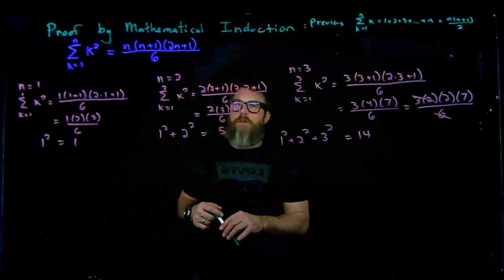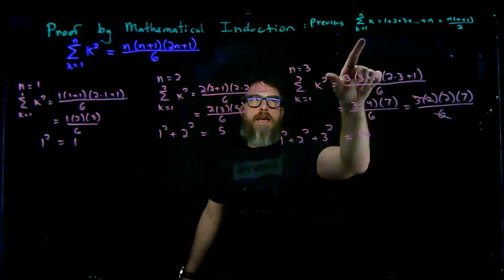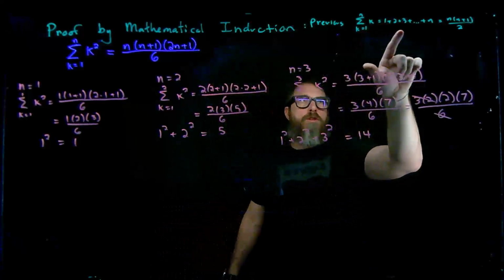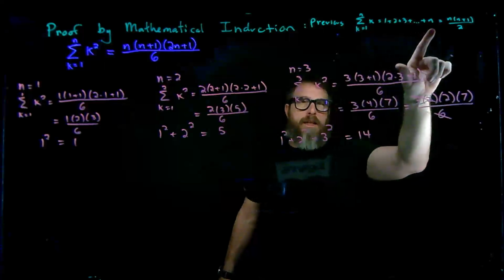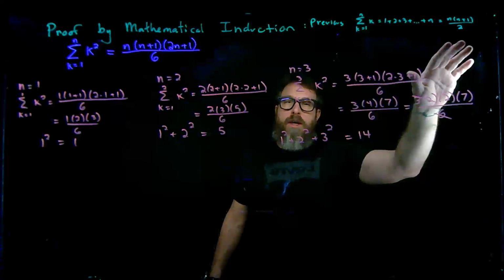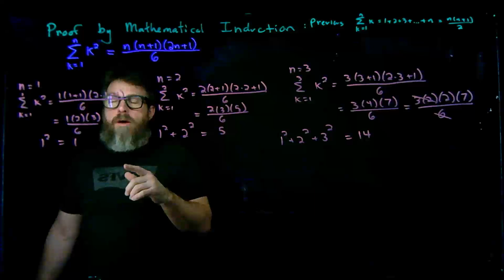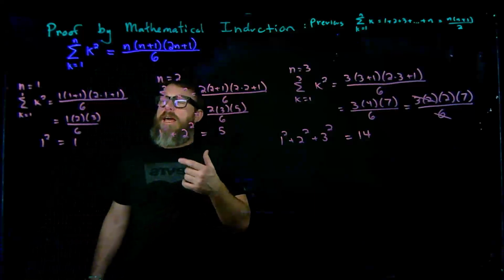I'm going to do another proof by induction. My previous proof by induction was the sum of the first n integers. So if I have 1 plus 2 plus 3 all the way up to n, the formula for this is going to be n times n plus 1 divided by 2, and I'll link that at the end of the video. What I want to do now is the sum of the first n squares.